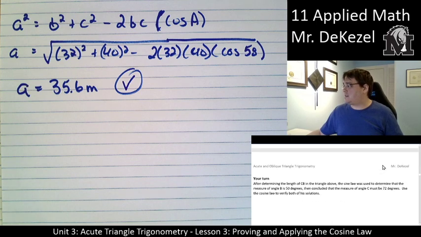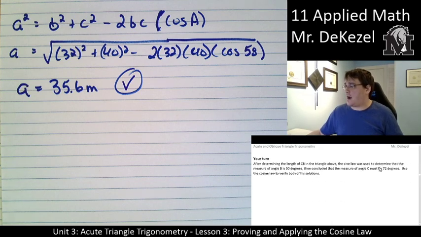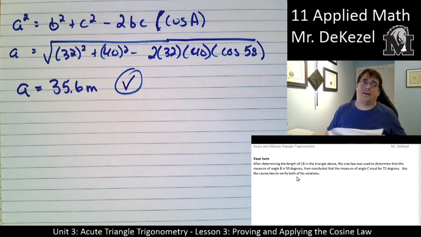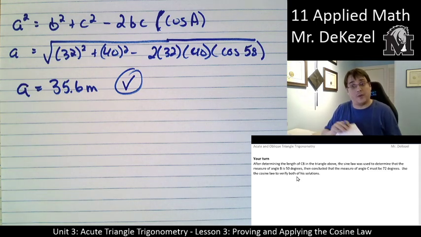What I'd like you guys to do now is give it a try to determining the length of CB, which we just did. The sine law was used to determine that the measure of angle B is 50 degrees and angle C must be 72. Use the cosine law to verify both of these solutions. So pause it here and give it a try, and unpause it when you're ready and we'll go over it.